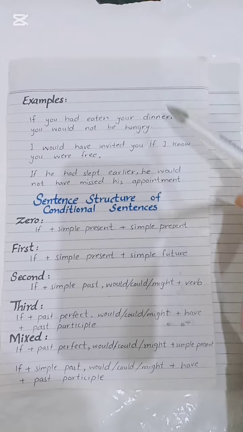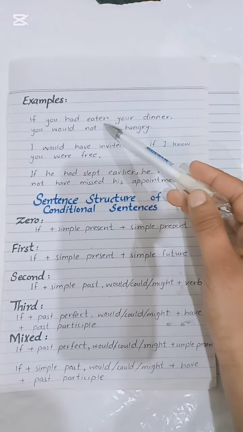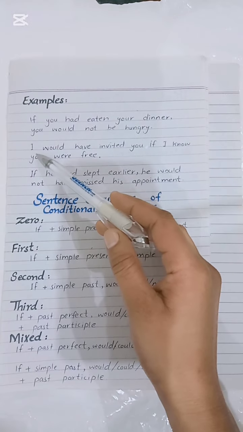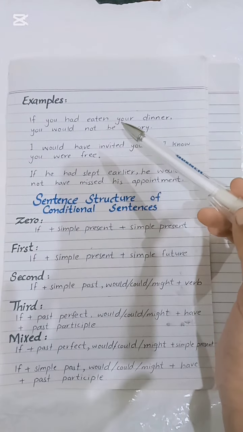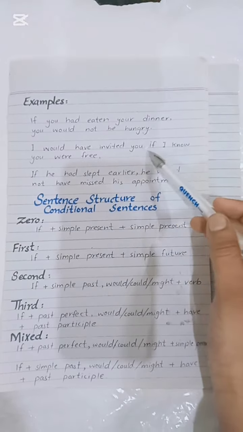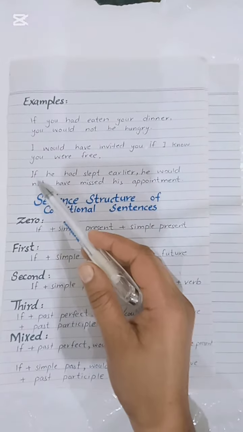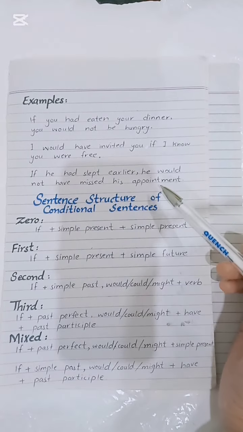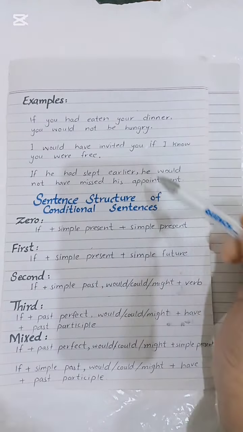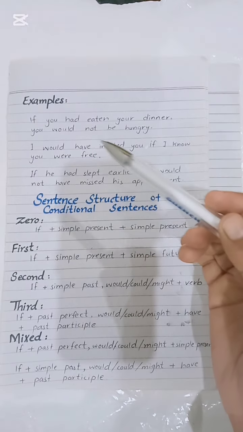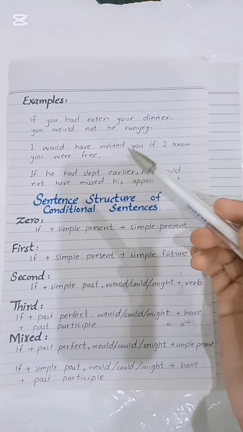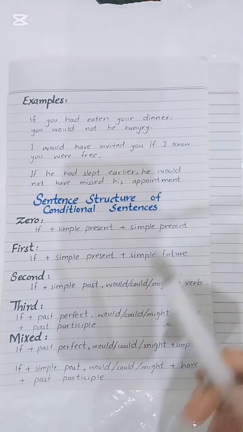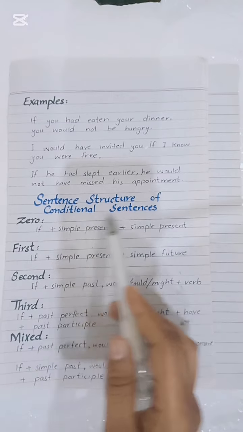Here are the examples of mixed conditional sentences. Let's see. If you had eaten your dinner, you would not be hungry. I would have invited you if I knew you were free. If he had slept earlier, he would not have missed his appointment. These examples are the combined elements of second and third conditional sentences. That's why we can call them mixed conditional sentences.